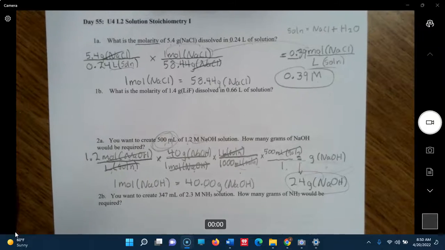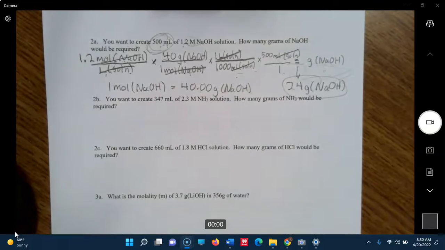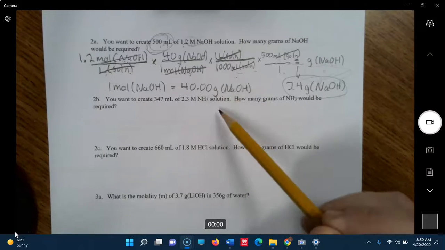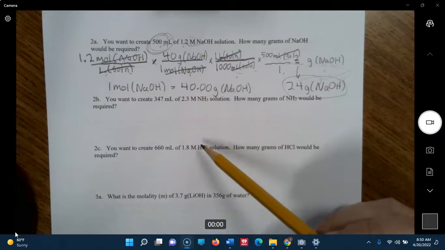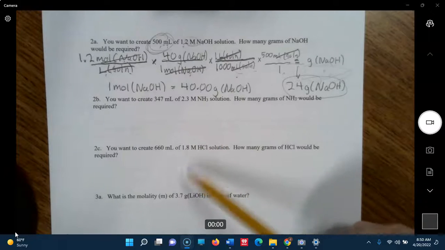All right, we're going on to 2C. B and C are exactly the same as A. Because this is kind of an important problem, it's a very practical problem to do in the lab, I'm going to have you do it twice. So you do it 2 more times. So we're going on to 3A.